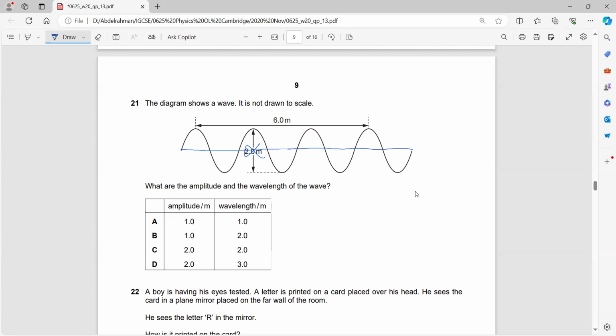So the amplitude is the distance from the crest to the mean position or from the trough to the mean position, which would be 1 meter. This is the amplitude. The wavelength, yes, it is two, because 6 divided by 3, we have 3 wavelengths in this case. So it has to be B.